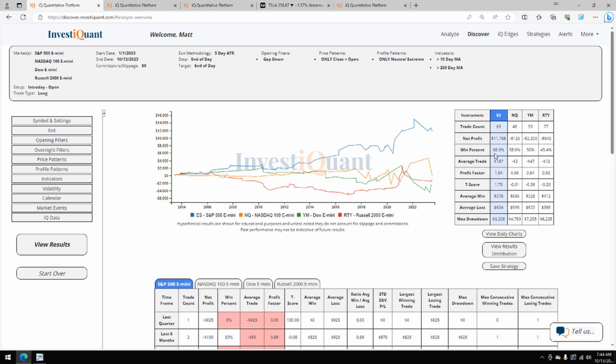Win rates on these are strong for the S&P. 67% of those have closed above the opening print. The NASDAQ is coming in at 59%, and then the Dow is neutral and the Russell is a touch weaker at 45%.